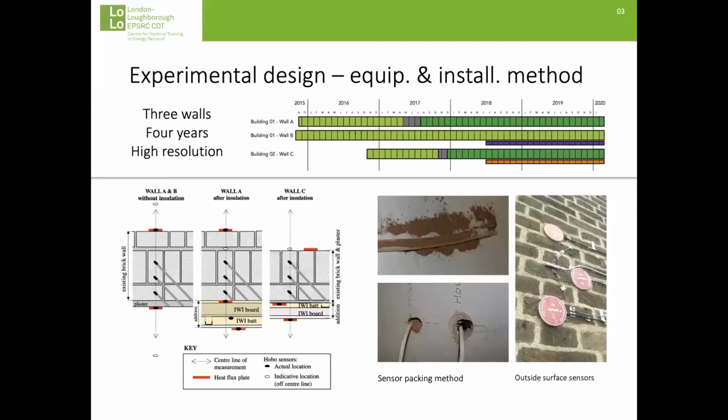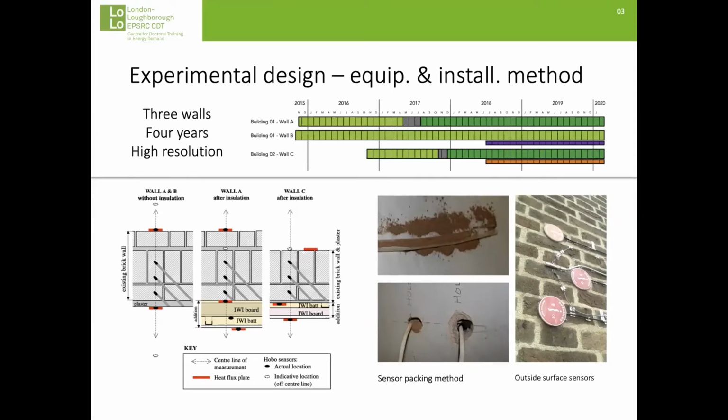The diagram on the far left shows walls A and B uninsulated. The middle wall is wall A insulated with wood fibre board and wood fibre batt, and the one on the right is wall C, which was insulated with mineral wool behind polyurethane board. Humidity and temperature sensors were inserted into diagonally drilled holes before being carefully backfilled with brick dust, and the sensor packing process is shown in 2 of the images to the right.